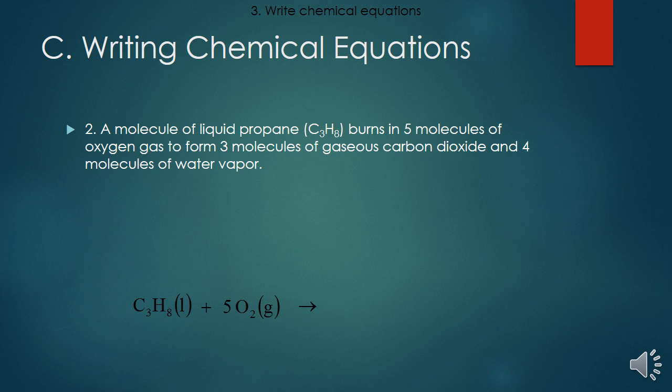Now these two are going to react to form something different, so here's where we use the arrow. And then we're told that we get 3 molecules of gaseous carbon dioxide. Formula for carbon dioxide is CO2, so 3 CO2 gas plus 4 molecules of water vapor. So plus 4 H2O, and then we're told it's water vapor, meaning it's in the gas state, so a g there to indicate that.